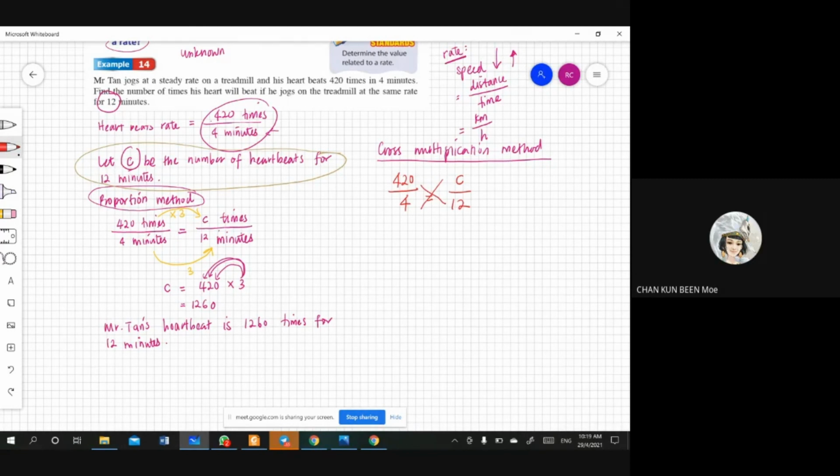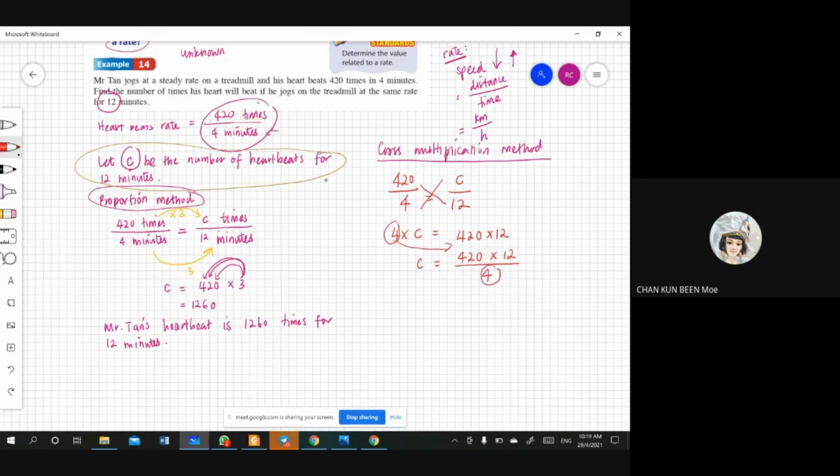I've told you earlier, the unknown, the C that we have, we always have to put it in front so that it's easier for you to calculate. So we cannot write down 420 times 12 here in front. So we got to exchange. 420 times 12 will be at the back. Is equal to 4 times C, or C times 4 is the same. So I write down 4 times C first. Therefore, to get the value of C, it is equal to 420. After that, I do what? Times 12. After that, divide by 4. Very good. We bring the 4 over, then you divide by 4 like this.